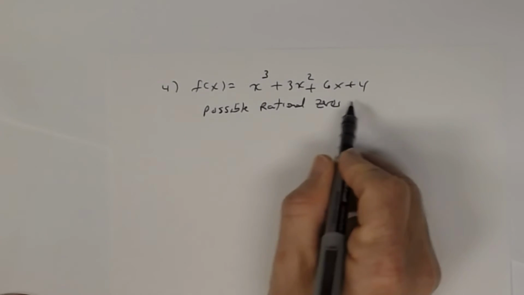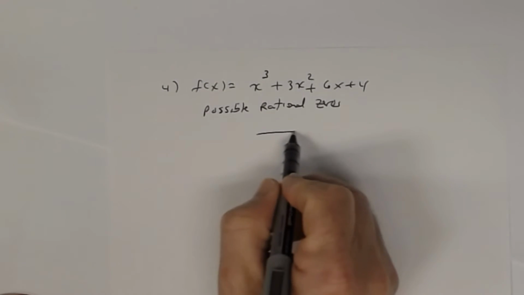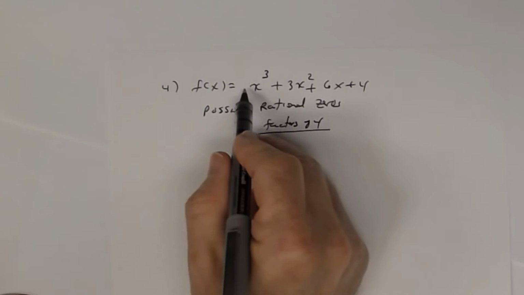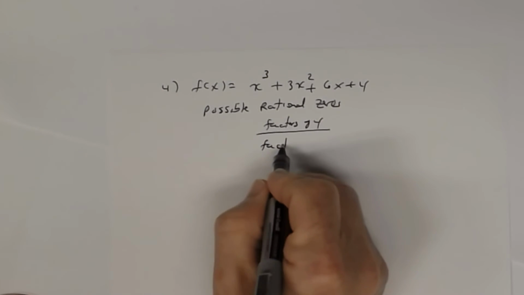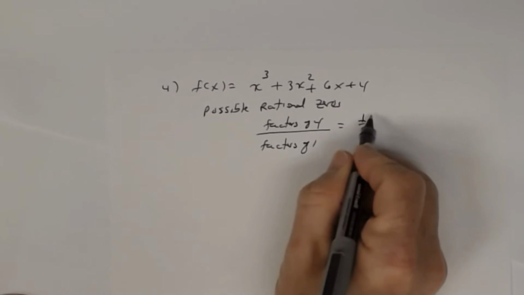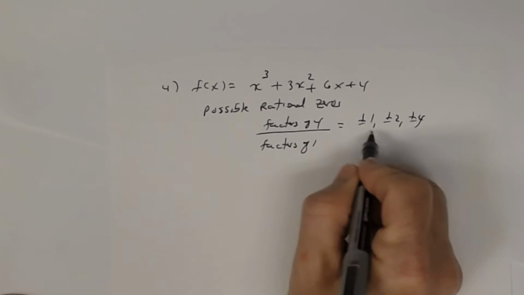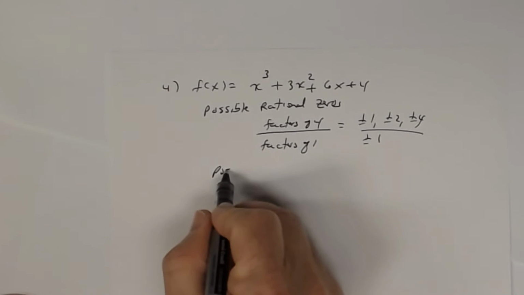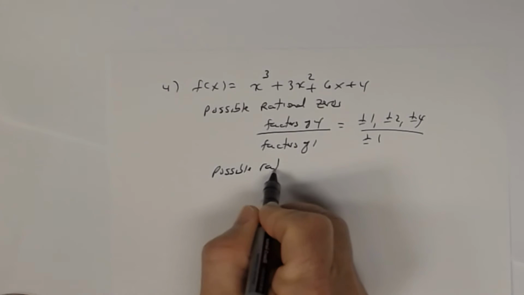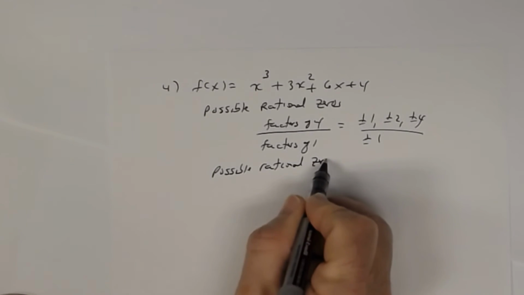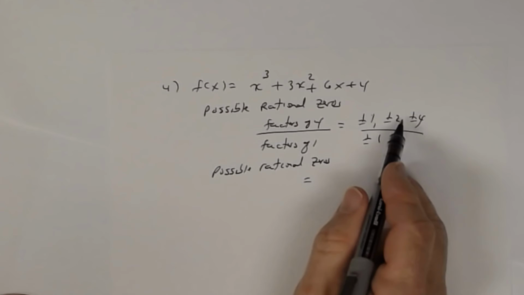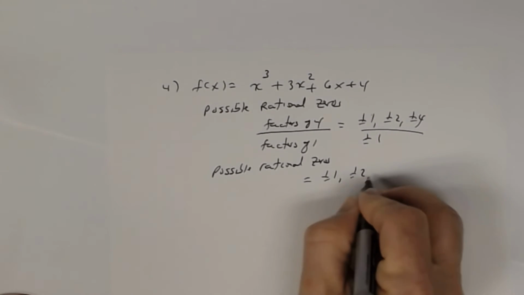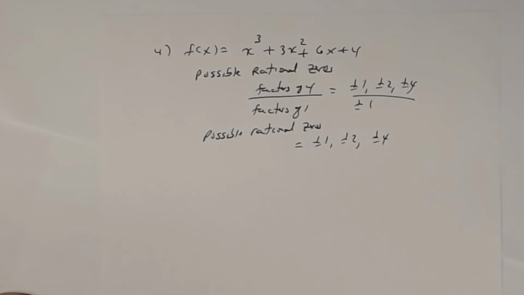Okay, so possible rational zeros. Remember, the numerator will be the factors of 4. The denominator will be the factors of 1. So I get plus and minus 1, plus and minus 2, plus and minus 4. And for the denominator, the only factors of 1 are plus and minus 1. So if you write it over 1, 1 divided by 1 is 1, 2 divided by 1 is 2, 4 divided by 1 is 4. Plus or minus 1, plus or minus 2, plus or minus 4. Okay, so let's try 1.